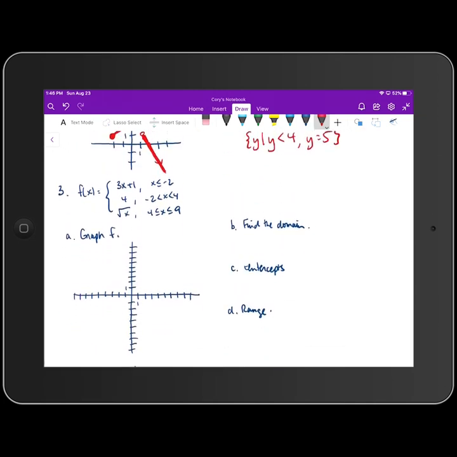Okay, I'm going to have you guys do one more of these. So go ahead and get number 3 copied. 3 is the piecewise function.